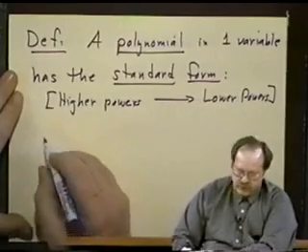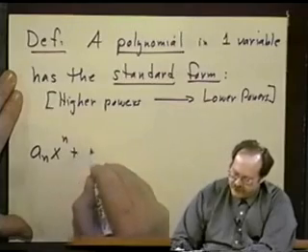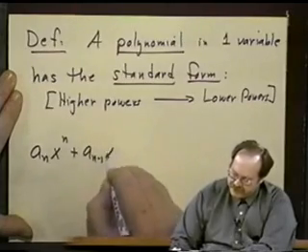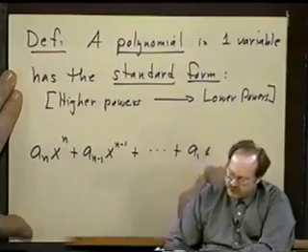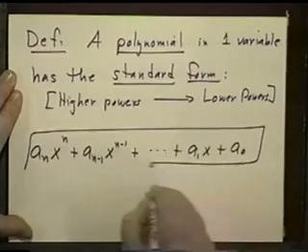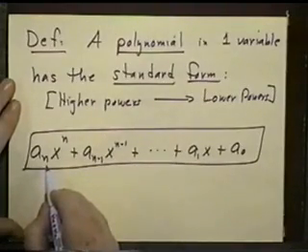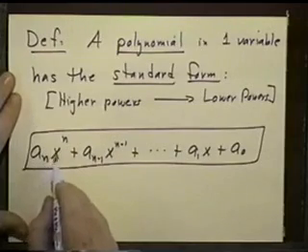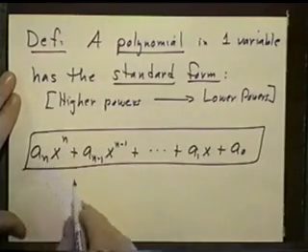And what will be the form? It will be this. a sub n, x to the n. Got to write it out in general now. a sub n minus 1, x to the n minus 1, plus down to a sub 1 x plus a sub 0. And you notice when I say these subscripts, I say sub. So a sub n, x to the n. "To the" means a superscript, "sub" means a subscript.